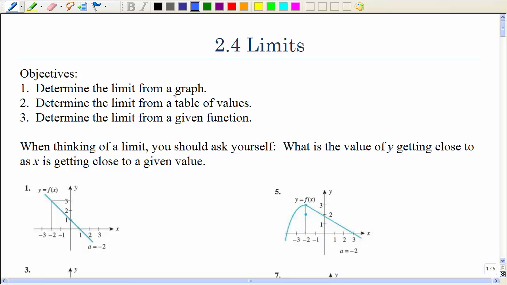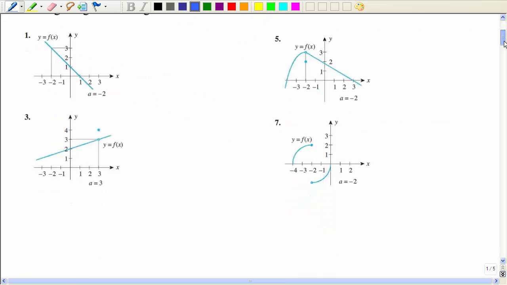In section 2.4, we'll be looking at limits. The easiest way to determine the limit is from a graph, so that's where we're going to start. Then we will look at how to find the limit from a table of values. And then what we're working up to is just finding the limit from a given function. So first of all, let's look at some graphs.